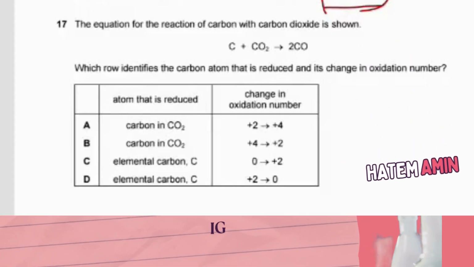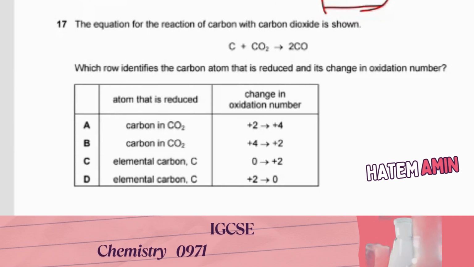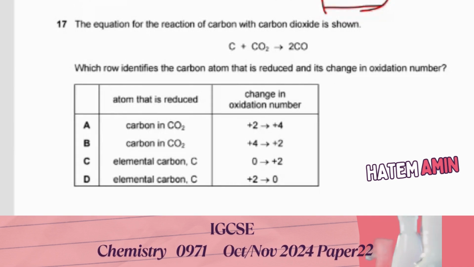The question is: in this equation for the reaction of carbon with carbon dioxide, carbon and carbon dioxide give us carbon monoxide. Which row identifies the carbon atom that is reduced and its change in oxidation number? Okay, so here we are talking about oxidation numbers. We should determine the oxidation number for each element before starting. The elemental carbon has oxidation number 0.